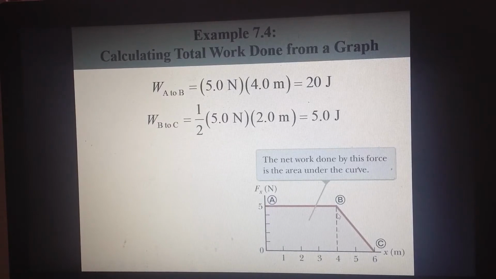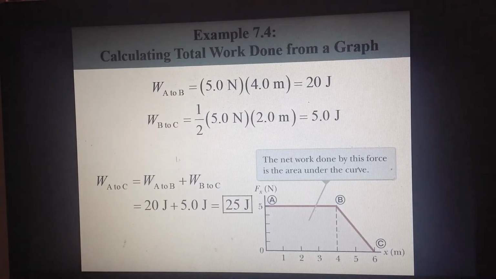Because this area is a triangle, I can calculate the area of this triangle by doing half times the base times the height. If you do that, you get 5.0 joules. Now we can calculate the total work from point A to point C as the sum of the work from point A to point B plus the work from point B to point C. If you do the math, you end up with 25 joules.